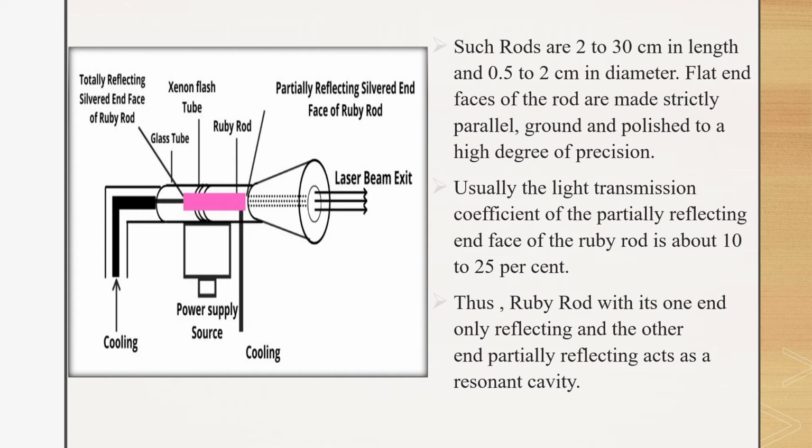Faces of the rod are made strictly parallel, ground and polished to a high degree of precision. Usually the light transmission coefficient of the partially reflecting end face of the ruby rod is about 10 to 25%. Thus, the ruby rod, with one end fully reflecting and the other end partially reflecting, acts as a resonant cavity.